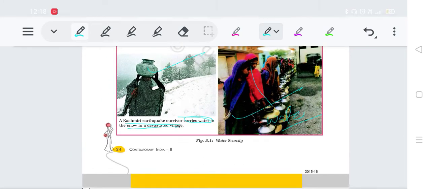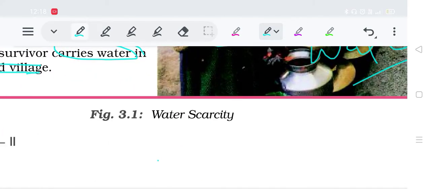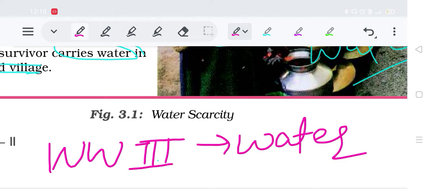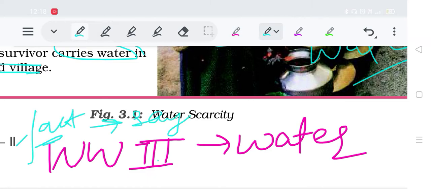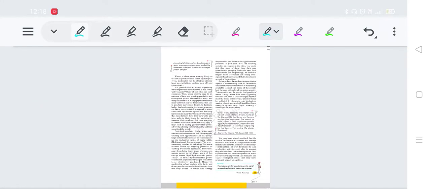This is water. So I would like to tell you one thing a famous person said. One person said that World War III will be because of water. This is also a fact. Fact or a saying of someone. Clear? Moving on to the next page.